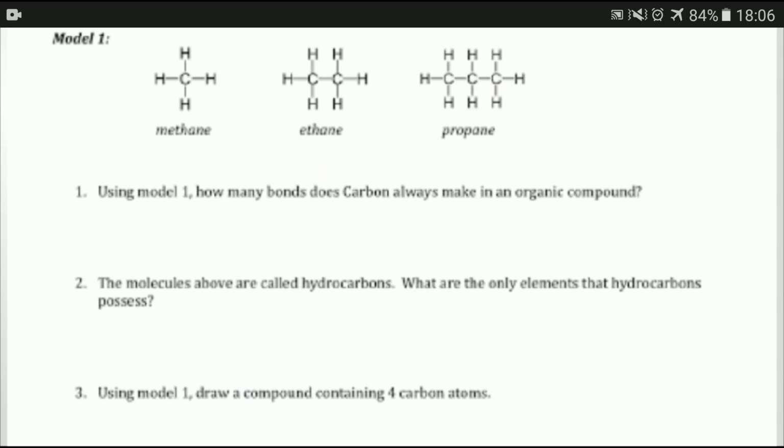Here is one activity for you. 3 formulas are written: methane, ethane, propane. There are structures of methane, ethane and propane. Using model 1, how many bonds does carbon always make in an organic compound? The molecules above are called hydrocarbons. What are the only elements that hydrocarbons possess? Draw a compound containing 4 carbon atoms. 3 questions for you. I am waiting for your answers.